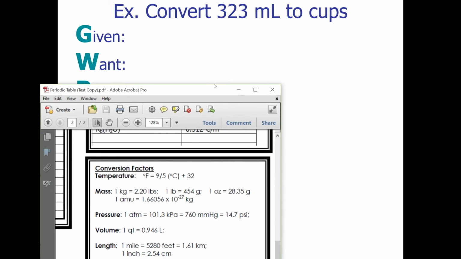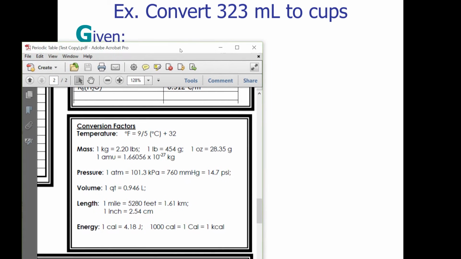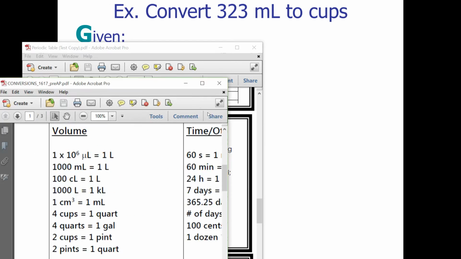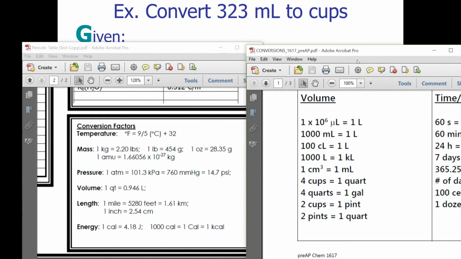If you're trying to convert 323 milliliters to cups, first you want to realize what type of conversion this is. We're talking about a volume conversion, and we're going from a metric volume to a USCS volume. Because we're still in the early phases of figuring out all of the conversions, I'll have this up as well as the other piece from your conversion chart so we can scan it for whatever conversions are going to be useful in this problem. All right, let's have the side by side.